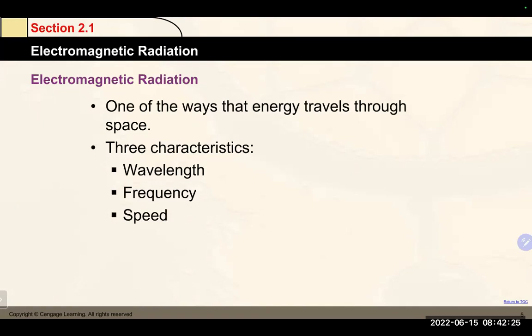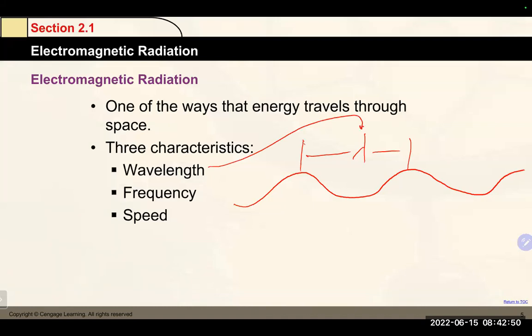So one way that energy is transferred through space is through what is referred to as electromagnetic radiation, really transferred through waves. And waves have some different characteristics. We could have a wave that looks something like this. One of the main characteristics of it is lambda, which is the wavelength. It's basically the distance between two peaks or troughs in a wave.